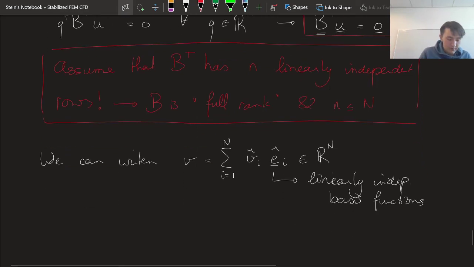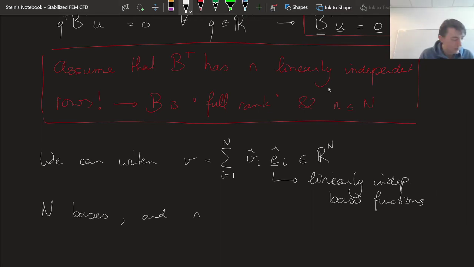So now, how do I write this? So any function v or any function u, I'll stick with v. So now we have n bases for v and n constraints.